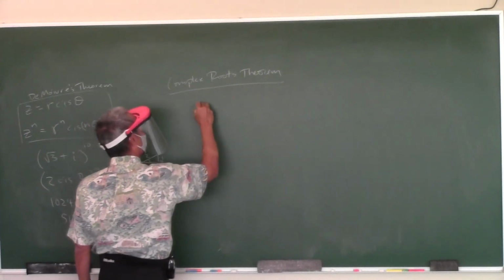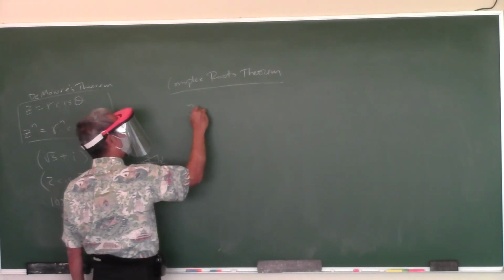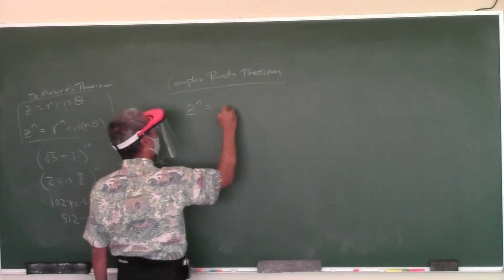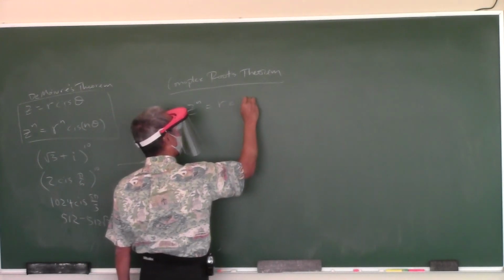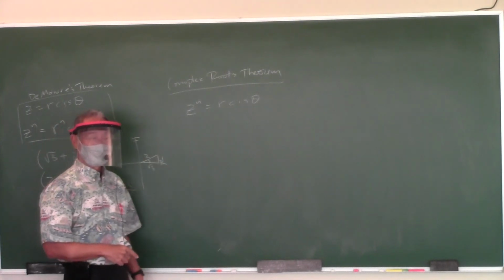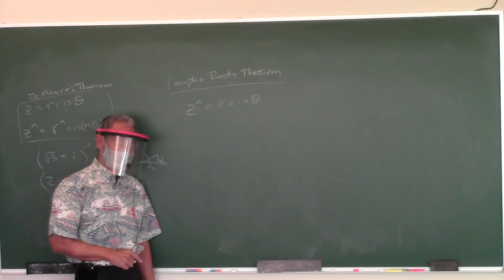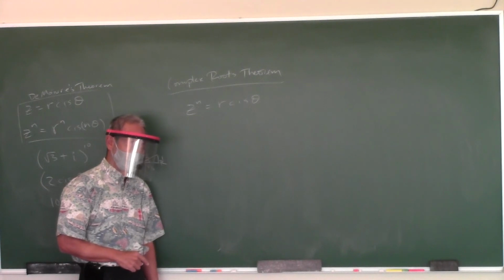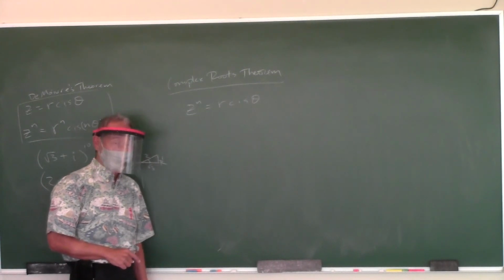Okay, here it is. If you have an equation like z to the nth power is equal to r cis theta, see how it has to be in polar form again? First of all, how many answers are you going to have? N. You're going to have N.